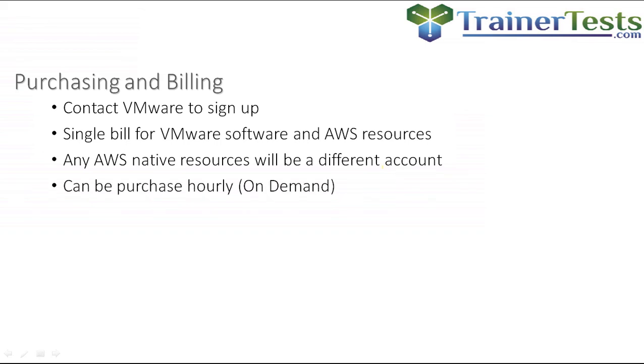Now, one of the things that I've heard there's a lot of confusion about is how do we actually go about purchasing VMware Cloud on AWS? Well, you've got some options that are going to be actually pretty familiar to you if you've worked with AWS in the past. So you can purchase hourly on-demand resources, which basically means you're going to choose the number of hosts that you want in your cluster, and you're going to pay for them per hour. And you only pay for the hours that you're actually running those resources.